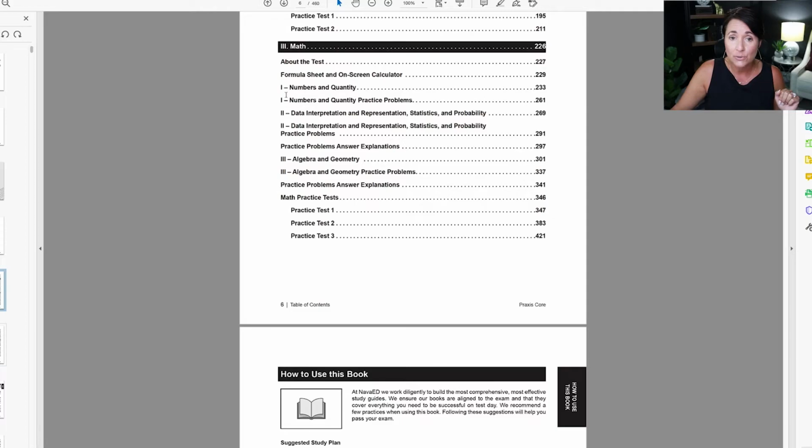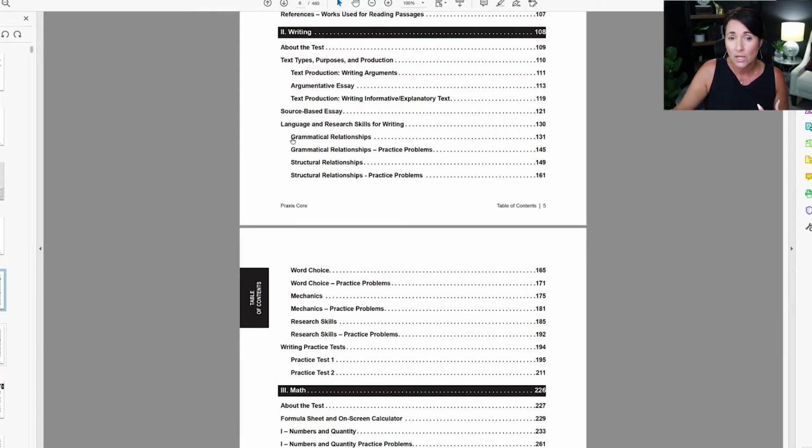That's really important too. Notice for numbers and quantity, we have practice problems just for numbers and quantity. Then we have data interpretation, representation, and statistics. Then we have practice problems just for that. And then we have algebra and geometry, and then we have practice problems just for those questions. So really, all in all, we have a ton of practice problems here.